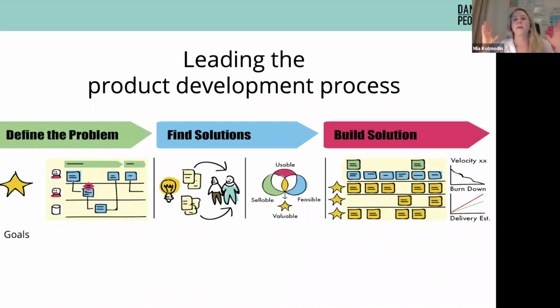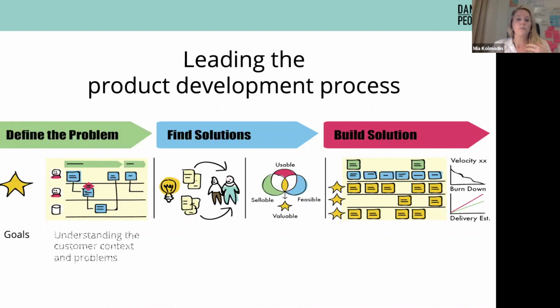So, leading the product development process. This is a generic process where you define the problem, you find solutions, and you build solutions. And of course, then you optimize solutions as well. And working in this process together with the stakeholders and the teams and the customers.